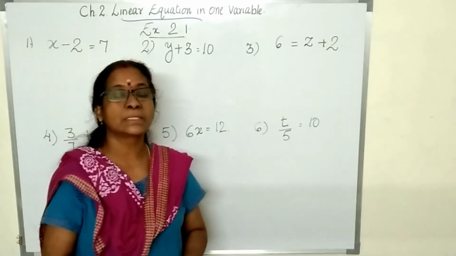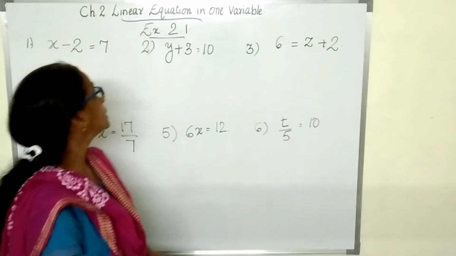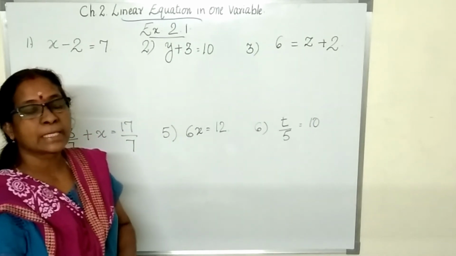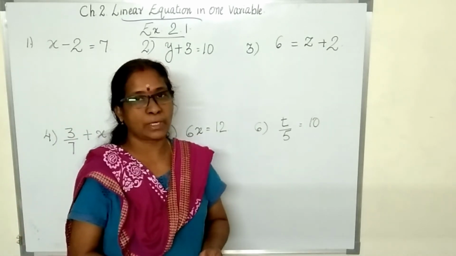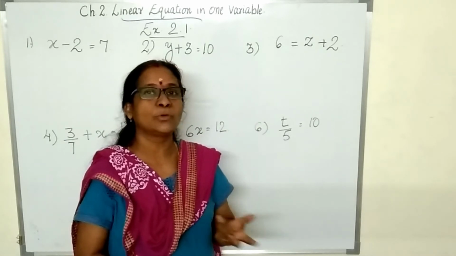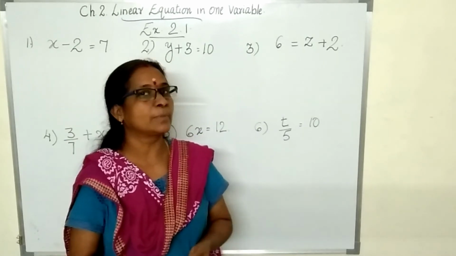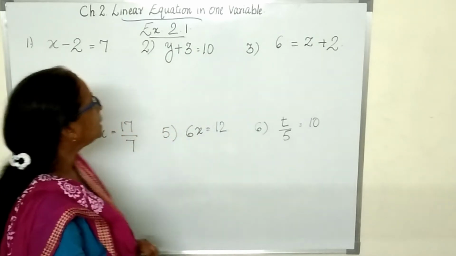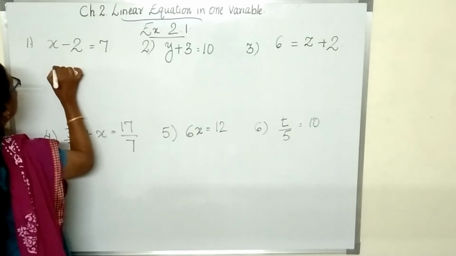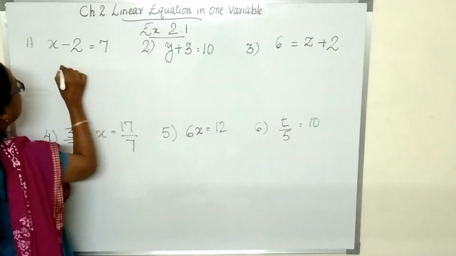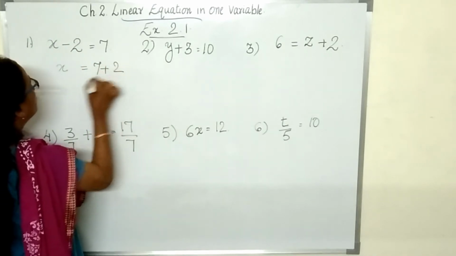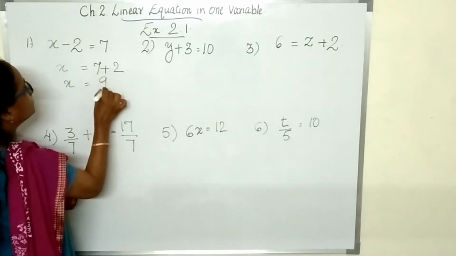Now let us see exercise 2.1. The first question is: solve the following equations. When they say solve the following equations without mentioning any specific method, you can use any one method. The easiest method is the transposition method, but you can use any method that you like. So here x minus 2 is equal to 7. So x is equal to 7 plus 2. That is, x is equal to 9.